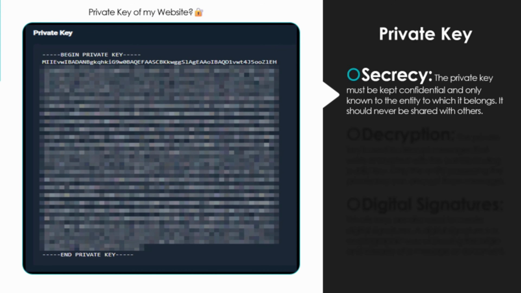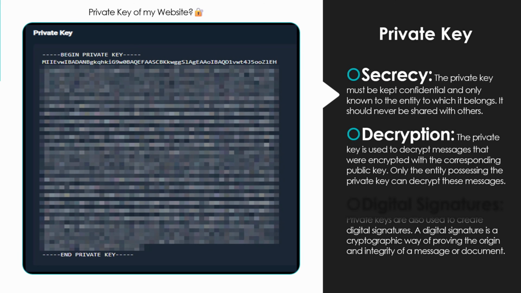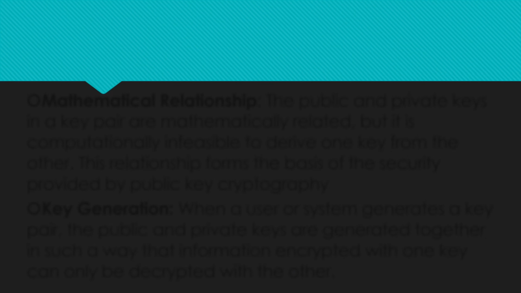Secrecy. The private key must be kept confidential and only known to the entity to which it belongs. It should never be shared with others. Decryption. The private key is used to decrypt messages that were encrypted with the corresponding public key. Only the entity possessing the private key can decrypt these messages. Digital signature. Private keys are also used to create digital signatures. A digital signature is a cryptographic way of proving the origin and integrity of a message or a document. Now we'll talk about the key-pair relationship.